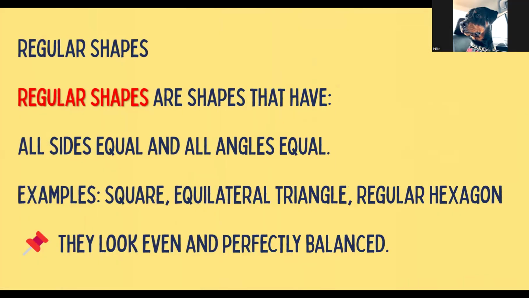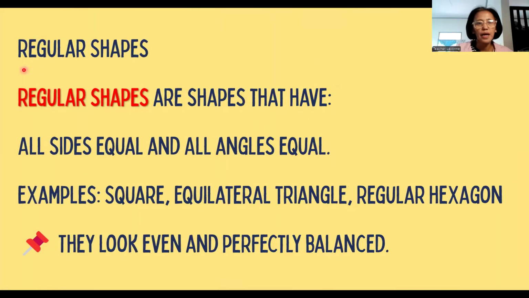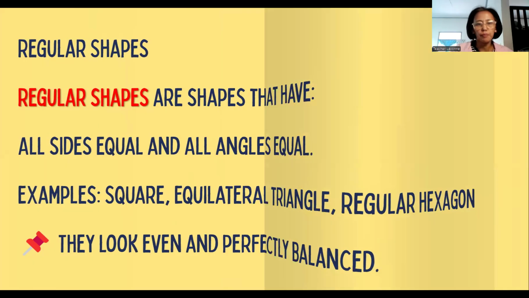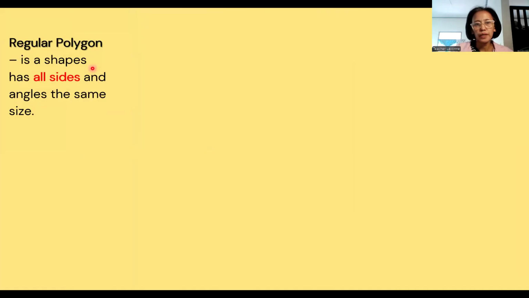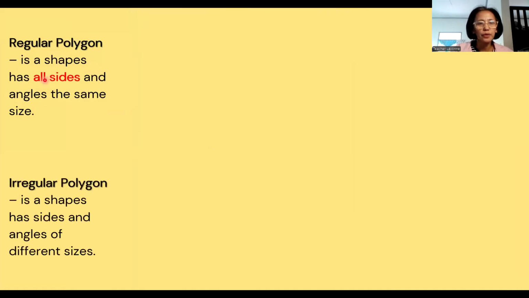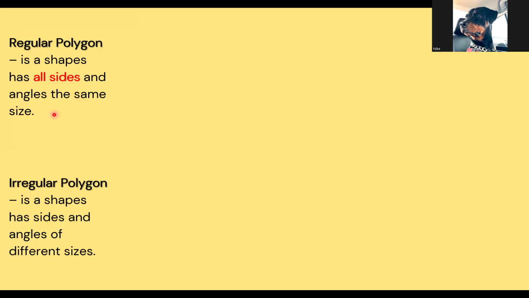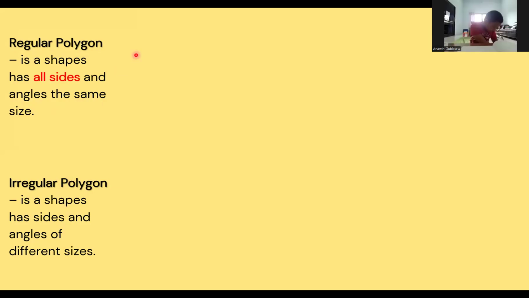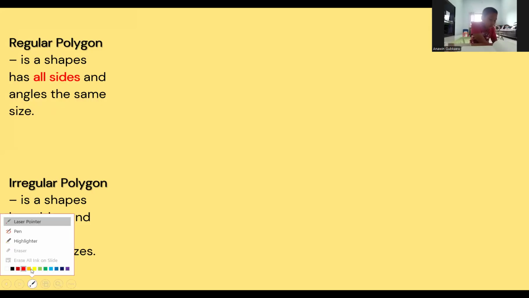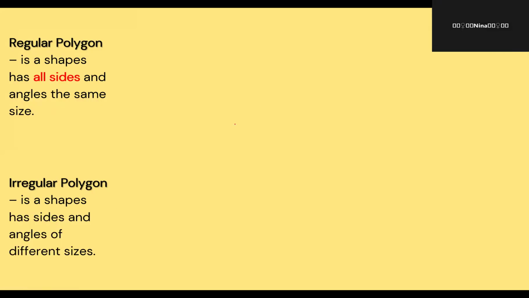And also I introduced yesterday regular shapes and irregular shapes. The easiest way to understand: when you say regular shapes, all sides are the same. Okay? When you say irregular shapes, all sides have different sizes. Okay, thank you.